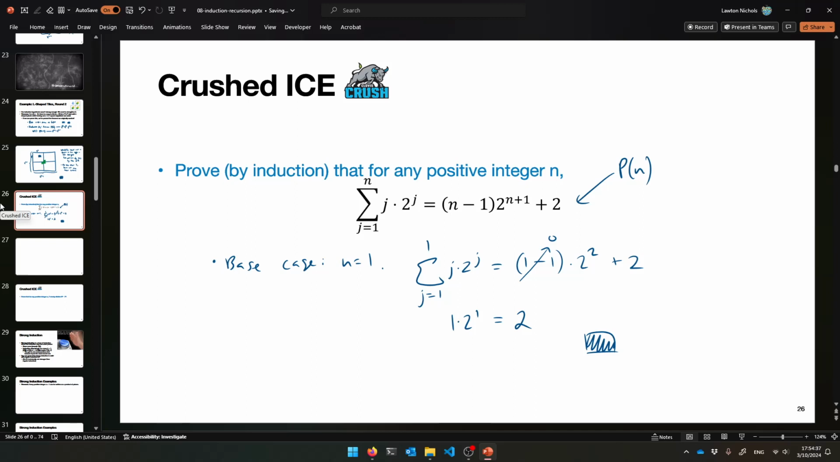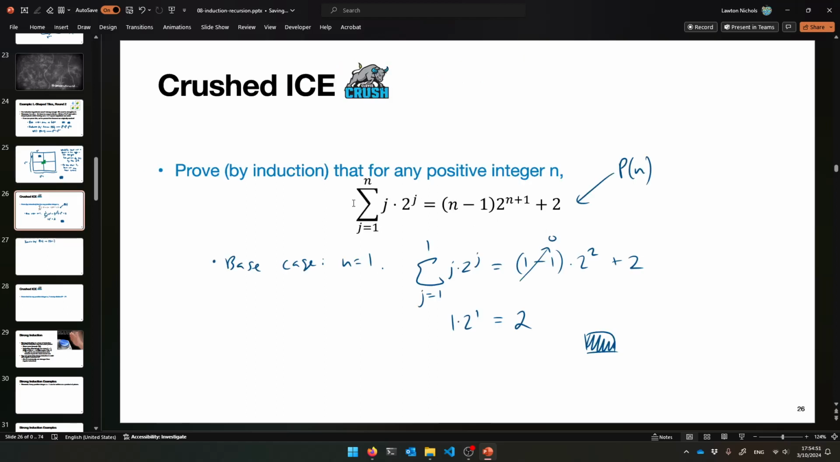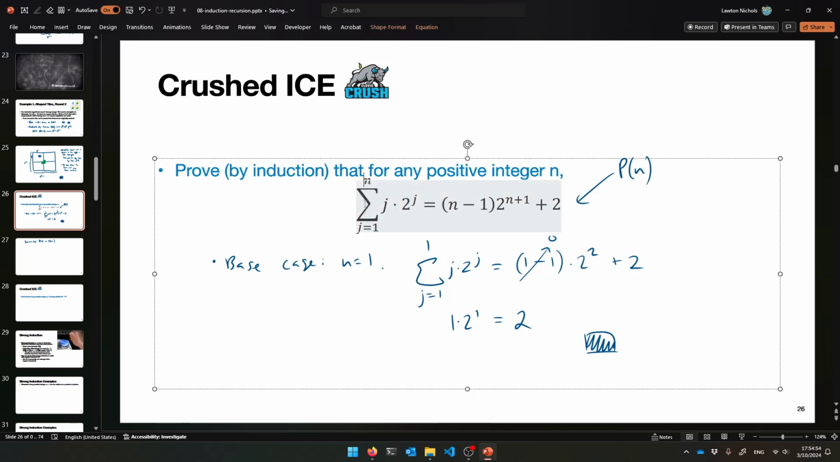And now let's do the inductive step. So that's assuming P of k, prove P of k plus 1. Use that to build up the bigger answer. So all right, what is P of k? We're going to assume that this is true when k is plugged in for n.